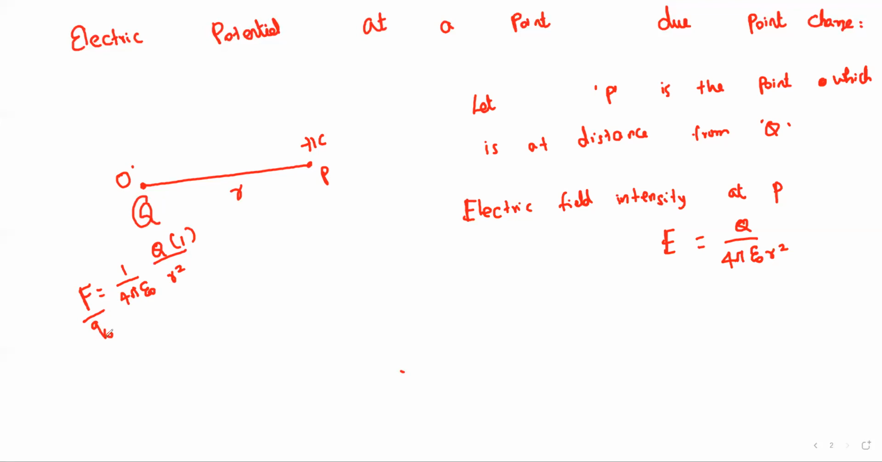So we find force per unit positive charge, because I am dividing F by Q0. F by Q0 means I just substitute 1 Coulomb instead of Q0. So this is what electric field intensity is, force per unit positive charge. So I substitute 1 Coulomb here. So the basic formula is E equal to Q by 4 pi epsilon 0 R square. Okay.